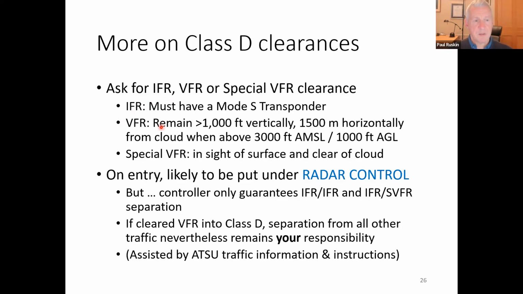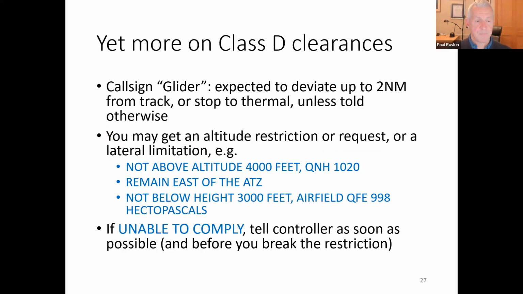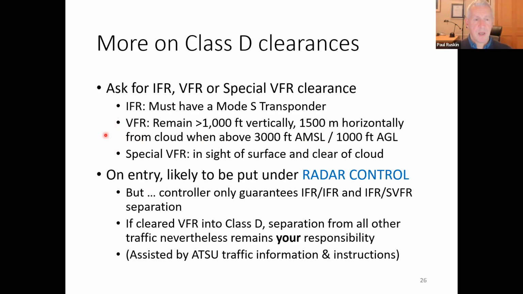A VFR clearance means we're going to remain 1,000 feet vertically and 1,500 meters horizontally from cloud if we're above 3,000 feet above sea level or 1,000 feet above ground. And special VFR, we're going to be inside of the surface and clear of the cloud. So that's a restriction that might affect us. This one might be useful, but it puts more constraints on what they can do.